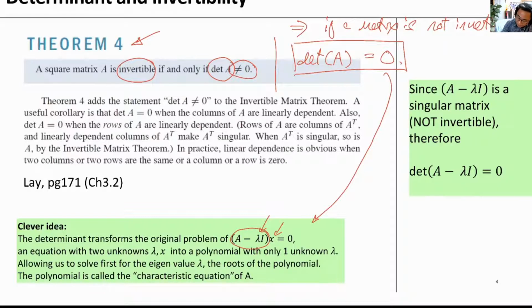However, if we use this clever idea of determinant of A equals 0, what we then do is allow ourselves to reduce the problem to one of only eigenvalues. Let us see how this clever idea works in practice.